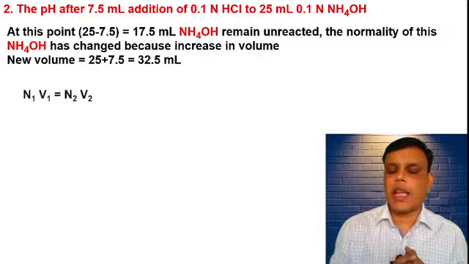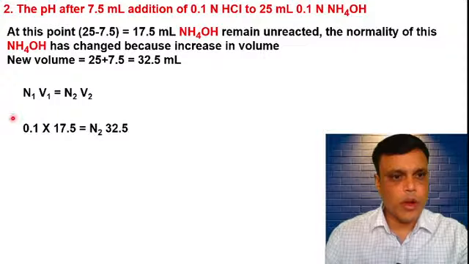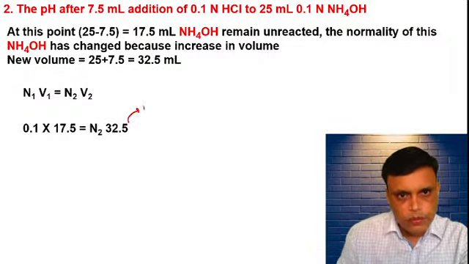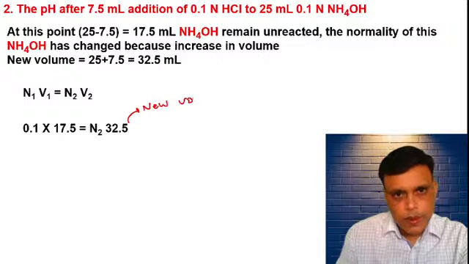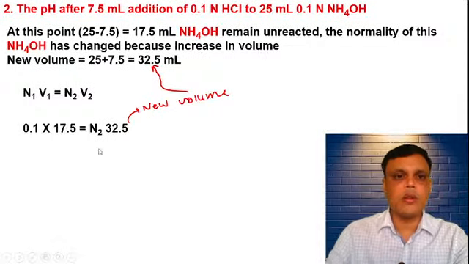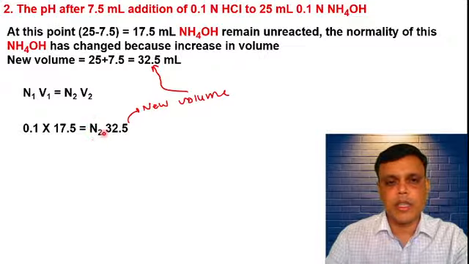The formula is N1V1 = N2V2. Just put the values. N1 is equal to 0.1, V1 is equal to 7.5, and this is your new volume. New volume is 32.5 ml. So by using this equation you can calculate the new normality of ammonium hydroxide, that is N2.